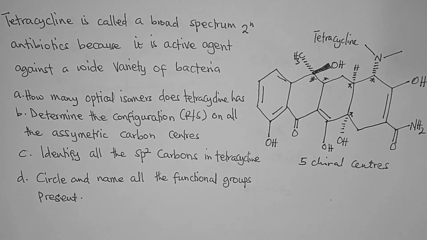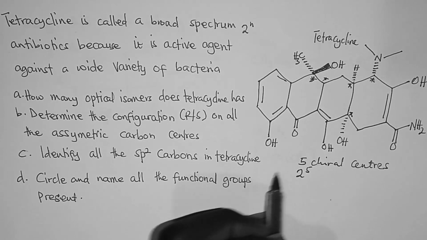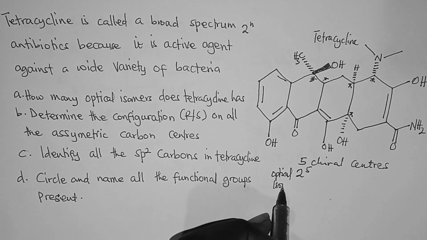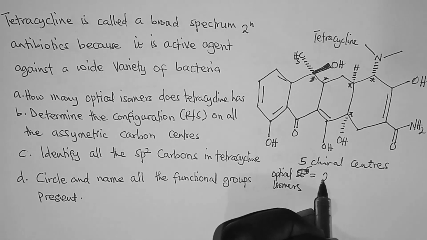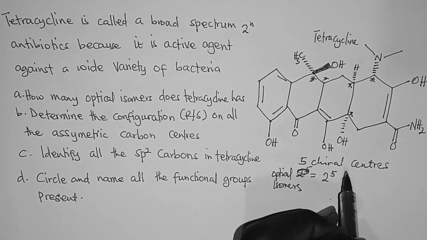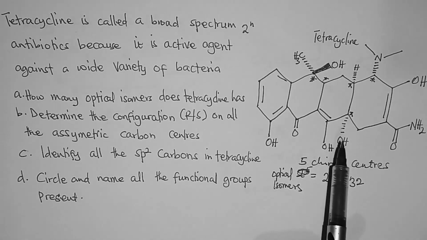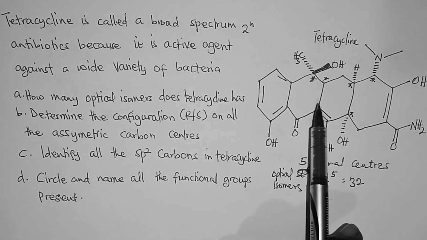And because it has 5 chiral centers, the number of optical isomers is equal to 2 exponent 5, and 2 exponent 5 is equal to 32. So tetracycline has 32 optical isomers. And it says that we should determine the configuration R and S on all the asymmetric carbon centers.